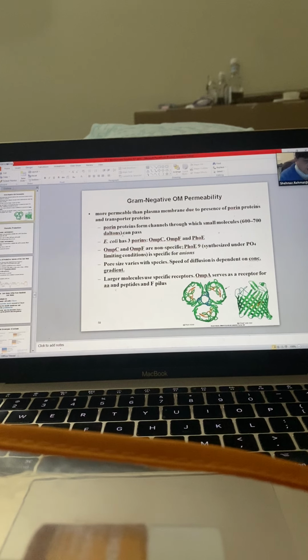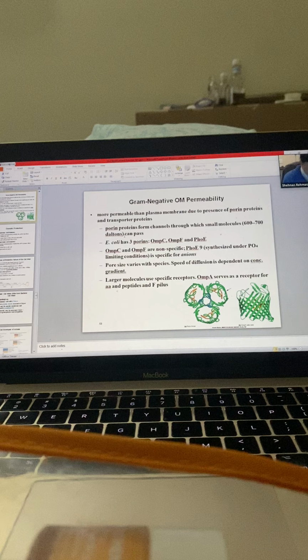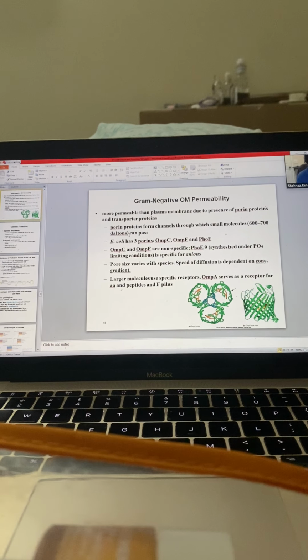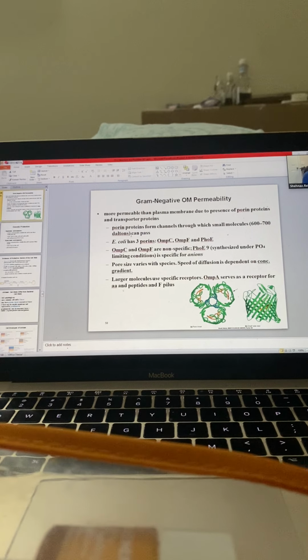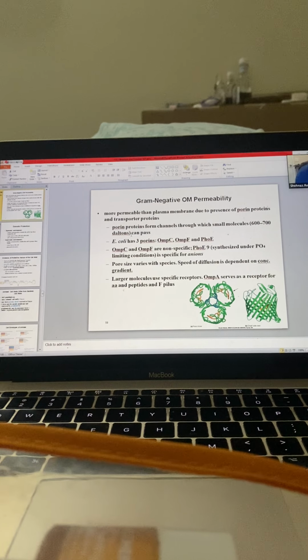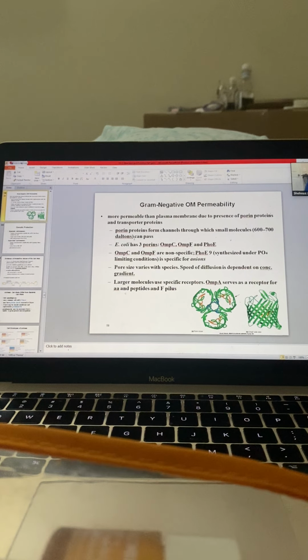So if gram-negatives have two membranes, one outer membrane and one cytoplasmic membrane, you'd want to compare, and both of them are supposed to be selectively permeable. So is their permeability similar or not is what we talk about. If you're comparing your outer membrane to the plasma membrane, your outer membrane is more permeable. This is because of the presence of some porin proteins which are embedded in the membrane, and also some transporter proteins that allow the passage of certain molecules.